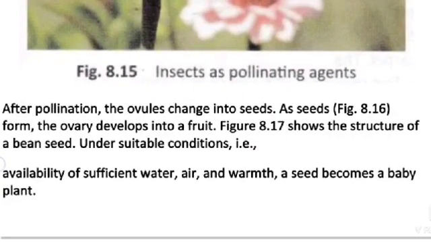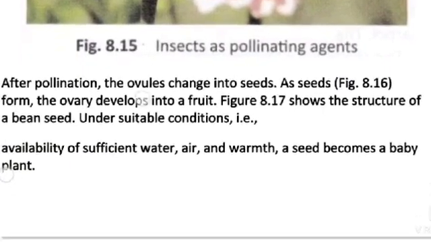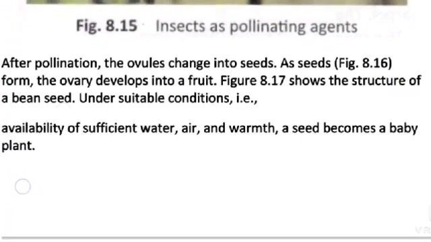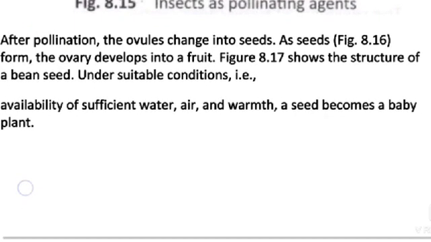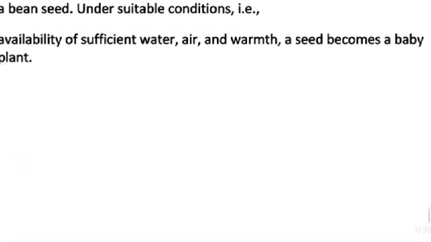After pollination, the ovule changes into a seed, as the seed from the ovary develops into the fruit. Show the structure of a bean seed. Under suitable conditions, with the availability of sufficient water, air and warmth, a seed becomes a baby plant.